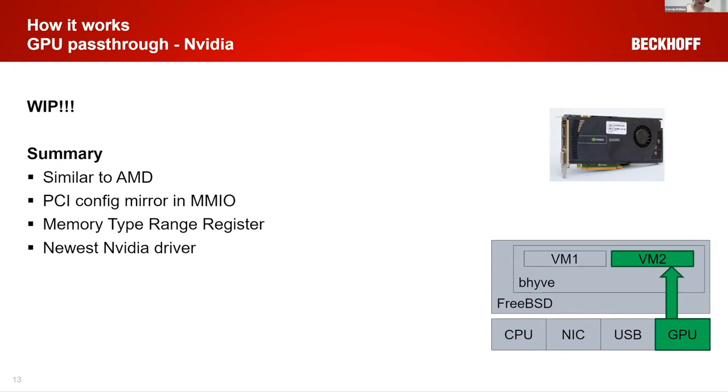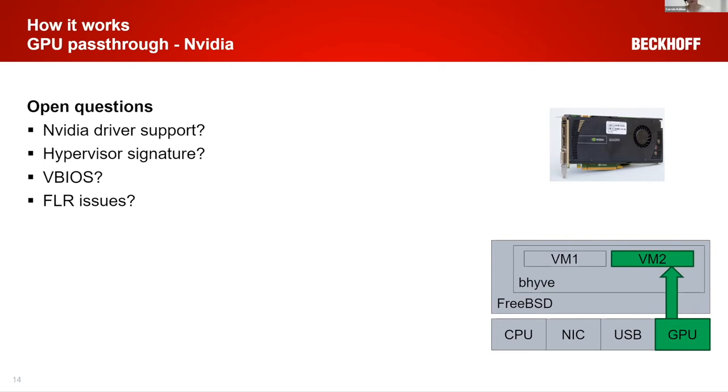Additionally, memory type range registers need to be emulated by bhyve for the NVIDIA driver to work properly. And the last obstacle is the newest NVIDIA driver, because for a long time, NVIDIA doesn't support GPU passthrough for its consumer GPUs. So we have some open questions that we have to answer before we can create a patch for a GPU passthrough of NVIDIA cards.